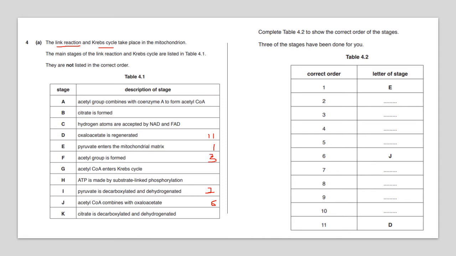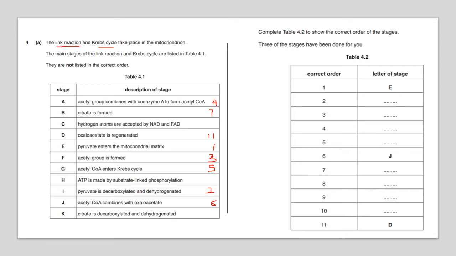Okay, and when that acetyl group is formed, the acetyl group will combine with coenzyme A to form acetyl-CoA. So this is 4. Acetyl-CoA will enter the Krebs cycle. This is 5. Okay, so we've just done the link reaction. When acetyl-CoA enters the Krebs cycle, we've already been told that this is 6 over here. So 6 is acetyl-CoA will combine with oxaloacetate, and it would form citrate. So this has to be 7 because it says here citrate is formed.